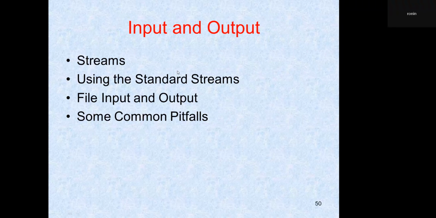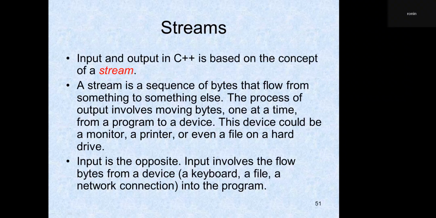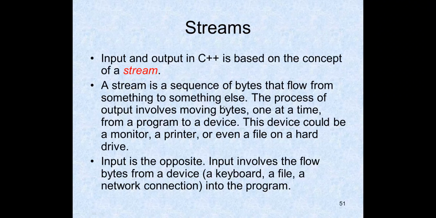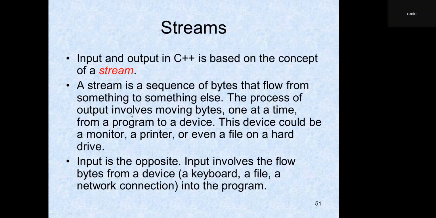Last time, I had introduced C++, and I had introduced input and output in C++. Input and output in C++ is based on the stream. A stream is a sequence of bytes that flow from something to something else. The process of output involves moving bytes one at a time from a program to a device. This device could be a monitor, a printer, or a file on hardware, a hard disk.